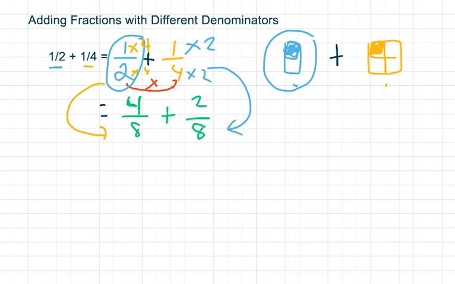Our next step, because we have common denominators, is just to go ahead and add your numerators together. So 4 plus 2, and you keep your denominator the same. So that becomes 6/8. 4 plus 2 is 6/8.